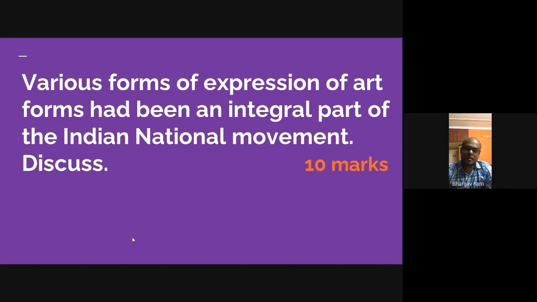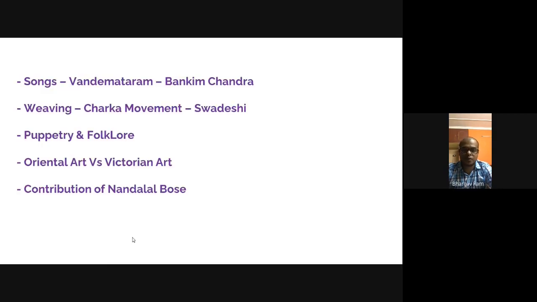So it says various forms of expression of art forms have been an integral part of the Indian national movement; discuss. So here what you have to do is think of the various phases of the Indian national movement: the Swadeshi movement, non-cooperation, civil disobedience, Quit India movement. For questions like this, you have to think, and something will come out, right? It's not that you have to read it somewhere.